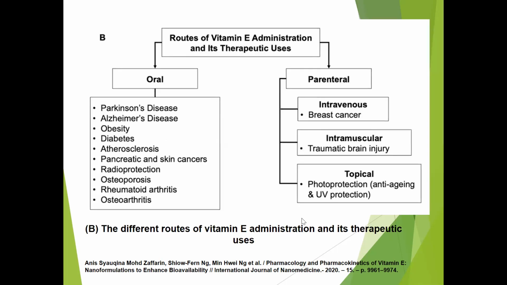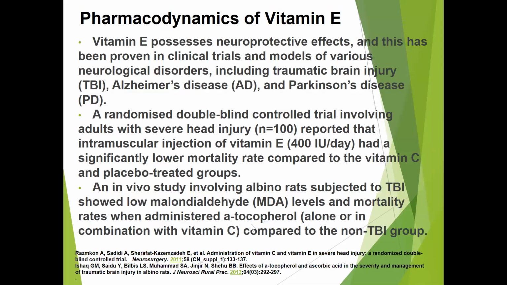Routes of vitamin E administration: that is the oral form. We can use it when the patient has Parkinson's disease, Alzheimer's disease, obesity, diabetes, atherosclerosis, pancreatic and skin cancers, radioprotection, osteoporosis, rheumatoid arthritis, osteoarthritis. Or parenteral, sometimes we can use it when the patient has breast cancer, traumatic brain injury, photoprotection. Intravenous injections are used when the patient has breast cancer, usually to stop the side effects of chemotherapy.